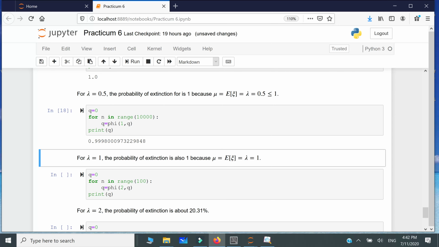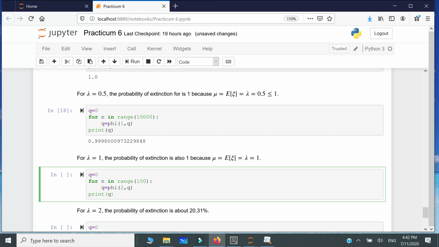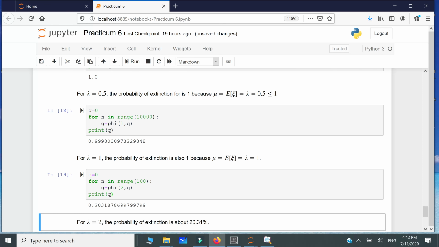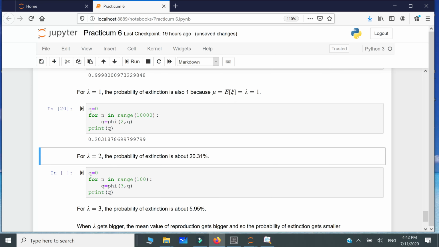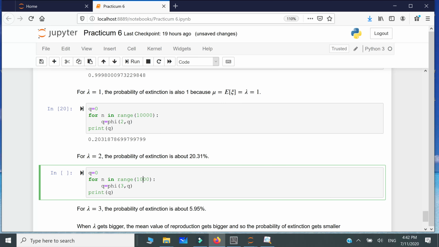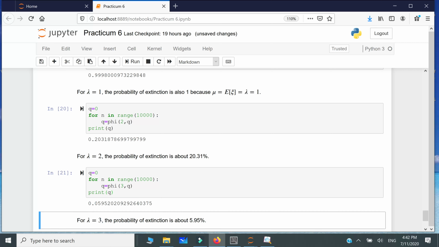And now for lambda equal 2, I'll go to 100. So the probability is now about 20%, 20.3%. Let us do a better approximation. Yeah, so it doesn't improve very much. So it's about 20.31% in the case lambda equal 2. Okay, and in the case lambda equal 3, it's about 5.95%. It doesn't improve much after so many iterations.